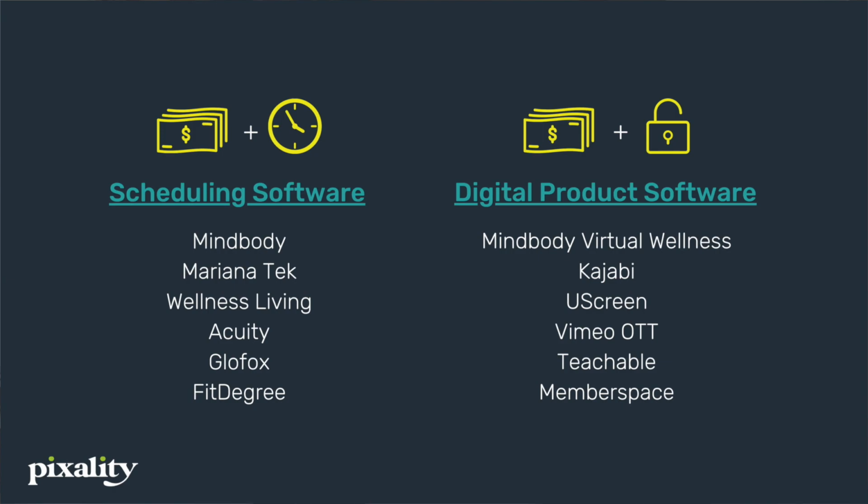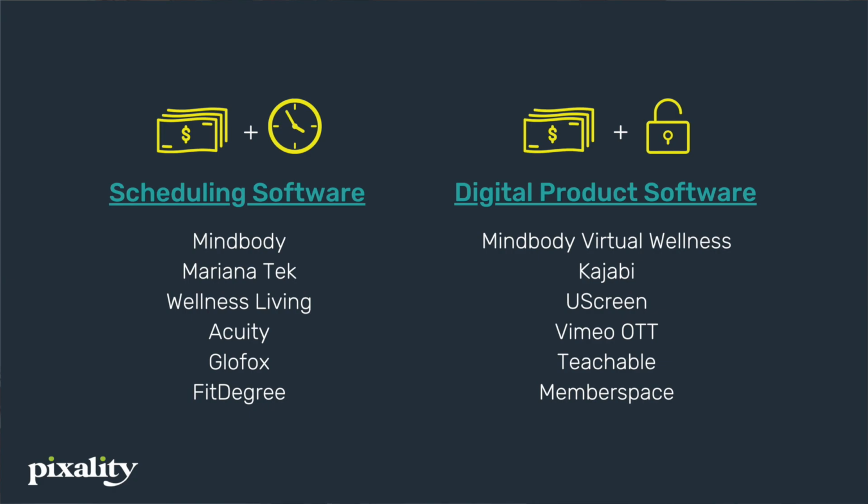You're probably familiar with a lot of these softwares that are on the page. On the left-hand side, you've got your scheduling softwares. These are, again, the time and the money ones. This is Mindbody, Mariana Tech, Wellness Living, Acuity, Glofox, Fit Degree. There are a ton of others out there, but these are some examples of common studio scheduling softwares.